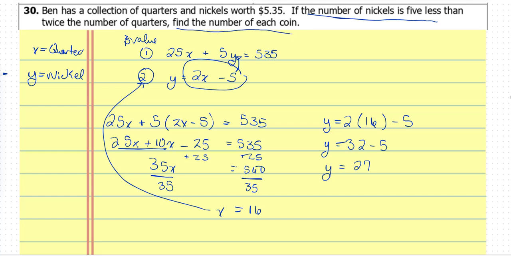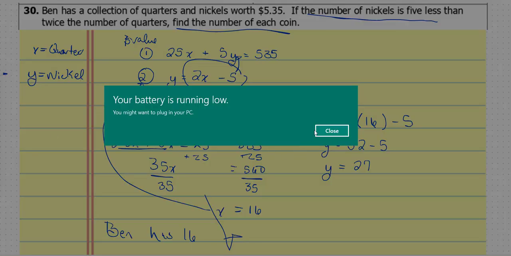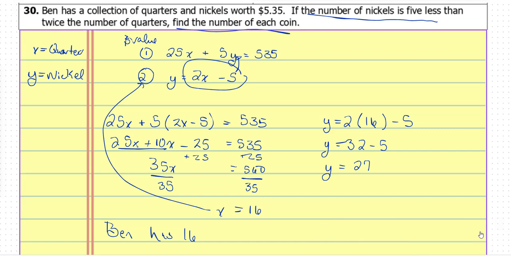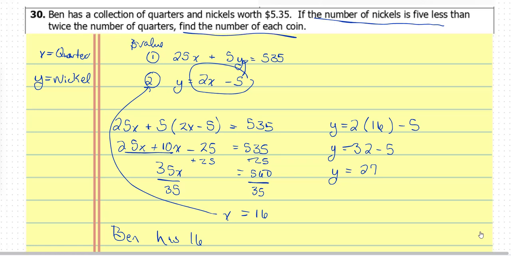It says find the number of each coin. So Ben has 16 quarters and 27 nickels.